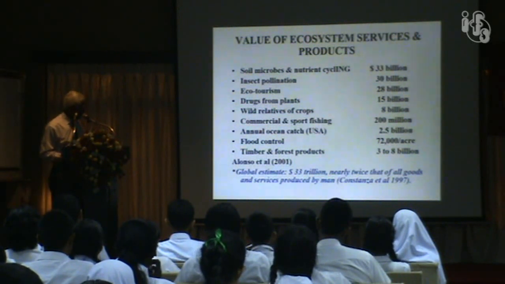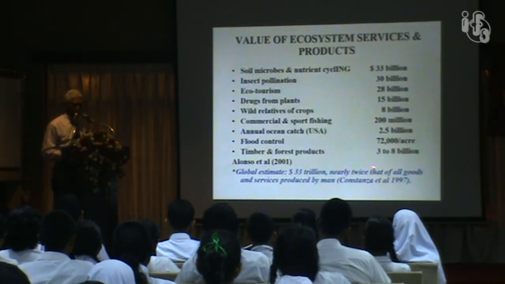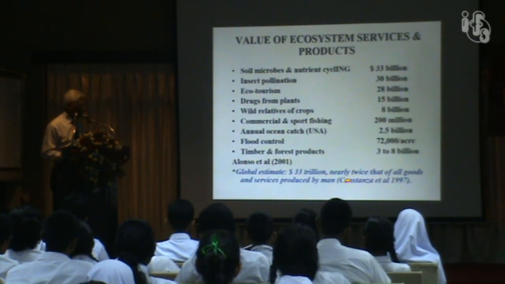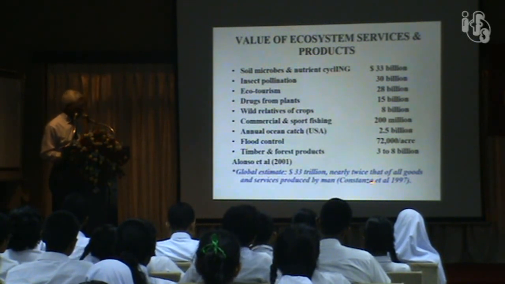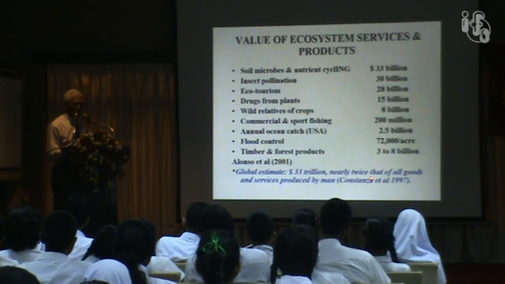And the global estimate by Constanza et al. is a classical paper in the journal Nature. Nature is the most prestigious journal among all scientific journals, 1997. This paper has 18 authors. 18 scientists have contributed to this from all over the world.